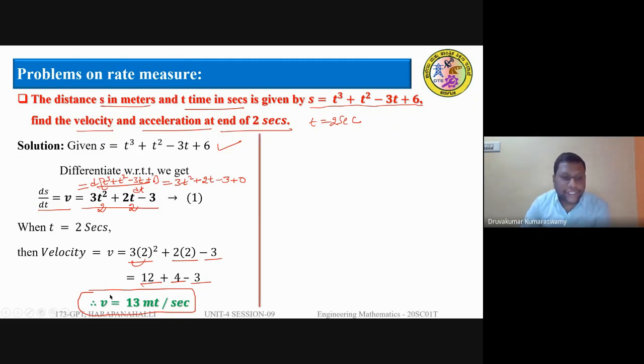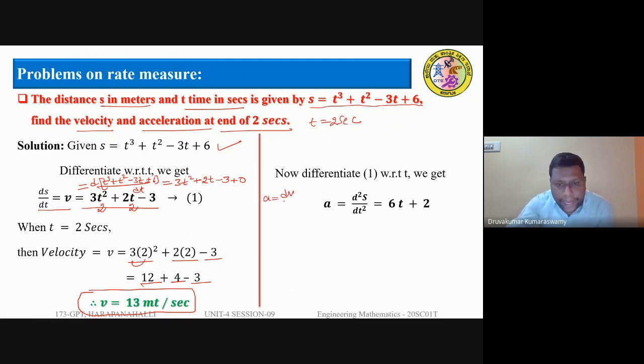Now to find acceleration, differentiate this velocity with respect to t again. So we get a is equal to d square s by dt square, or you can write a is equal to dv by dt. So that is equal to differentiation of 3t square plus 2t minus 3 with respect to t. So 3 into differentiation of t square is 2t, plus 2 into differentiation of t is 1, minus differentiation of 3 is 0. So 3 into 2t is 6t plus 2 into 1 is 2. So acceleration is equal to 6t plus 2.